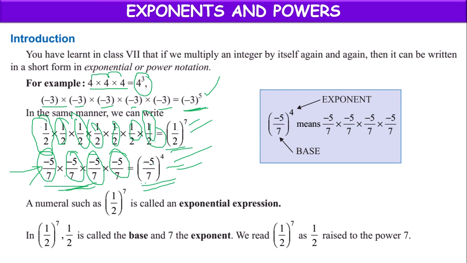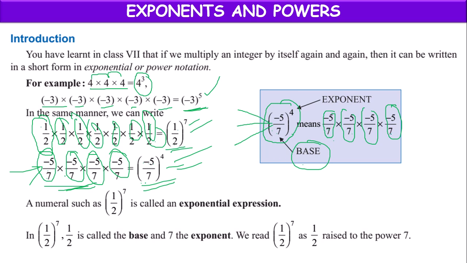So in this minus 5 by 7 whole power 4, the rational number which is multiplied so many times is called the base. The number which is multiplied so many times may be an integer, a fraction, or a rational number. Anything which is multiplied by itself so many times is called a base.